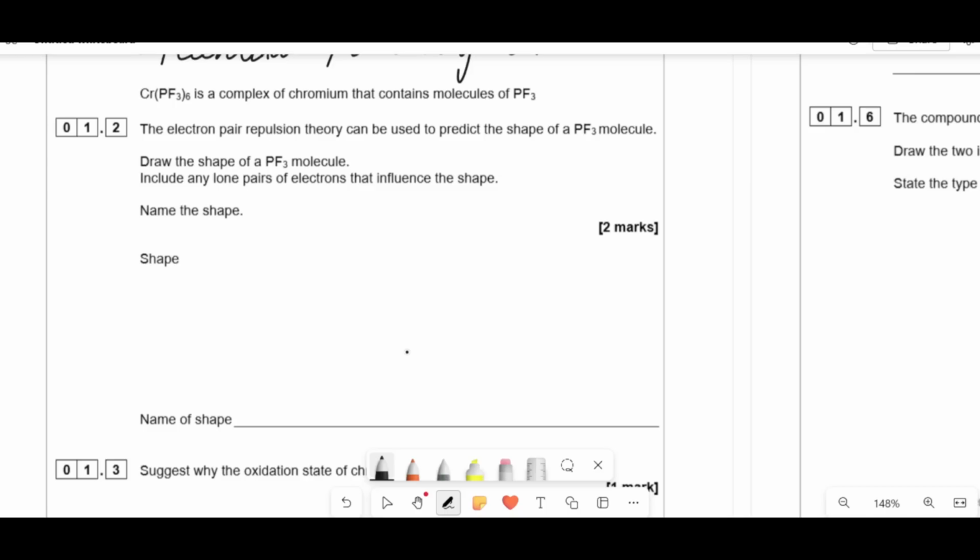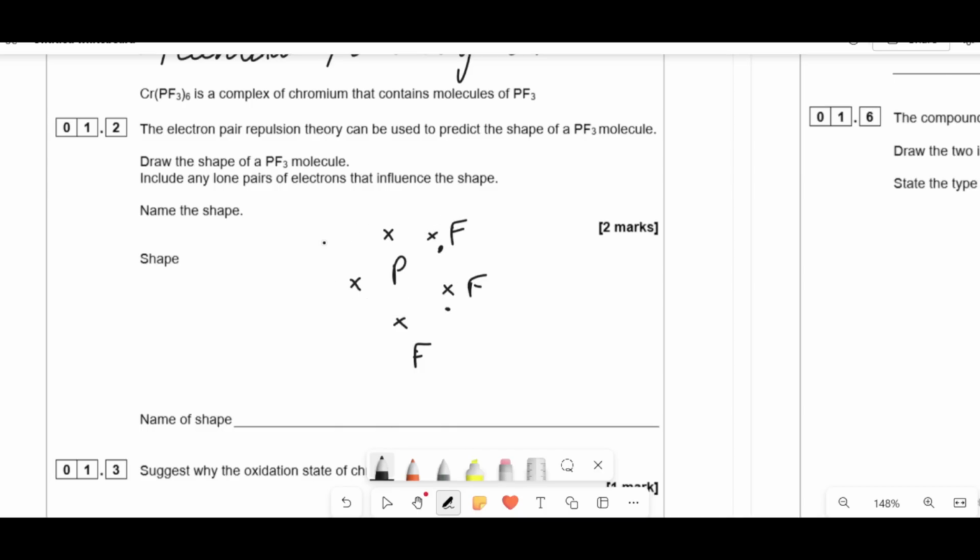So as always, with all of these styles of questions, you need to work out how many bonding pairs there are and how many lone pairs there are. So if we look at P, or phosphorus, it's in group 5. So 1, 2, 3, 4, 5, right? Now, it's bonded to 3 fluorines, fluorines are group 7. 1 electron is contributed to all of those. So 1, 2, 3. So you can see that there are 3 bonding pairs and 1 lone pair.